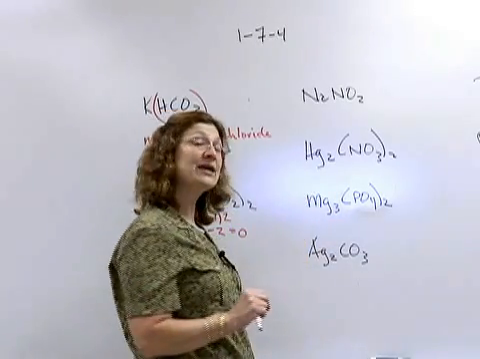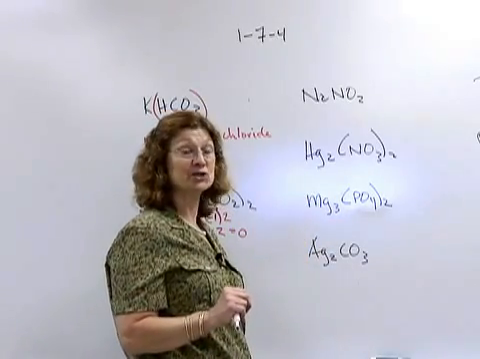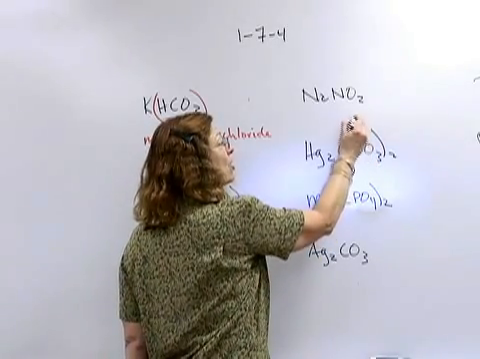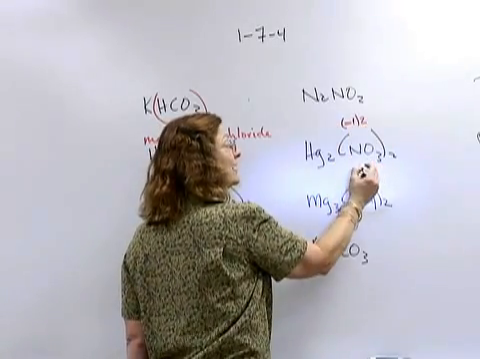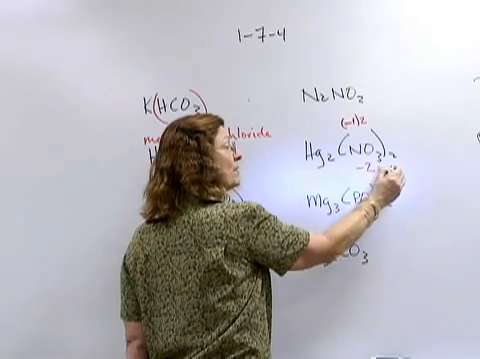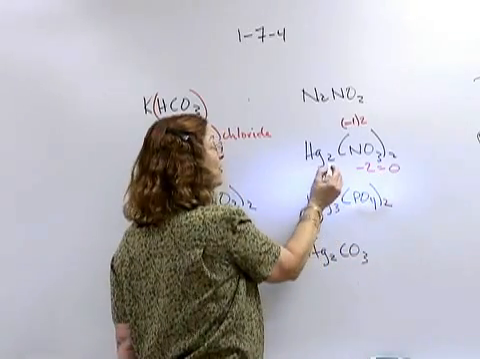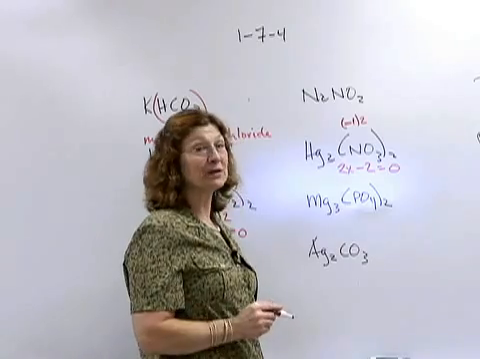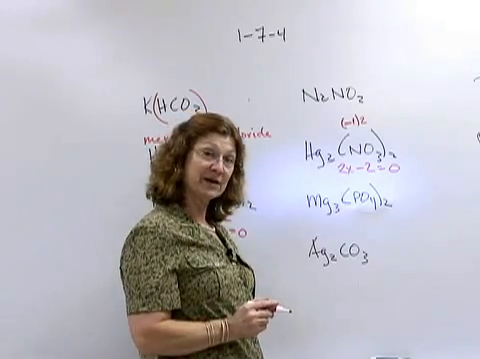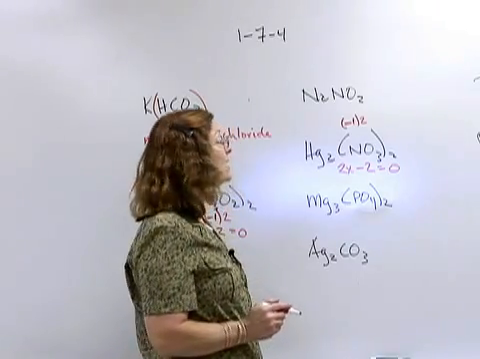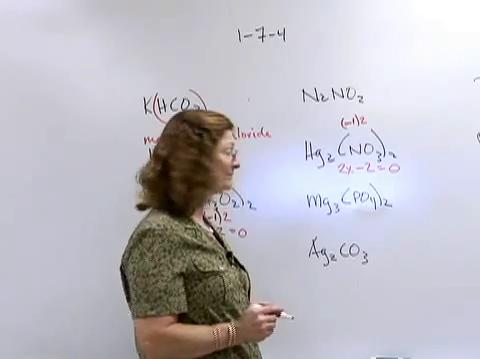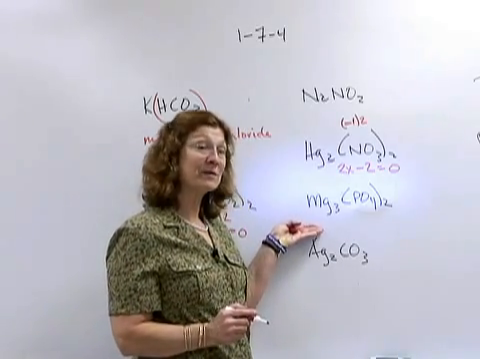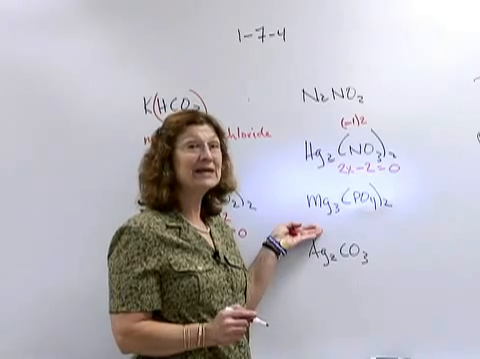Mercury again changes, so I have to find what its charge is. Nitrate is -1. There are 2 of them. That gives me a -2, and compounds must be 0. There are 2 mercuries, so each mercury is +1. So it's mercury, Roman numeral 1, nitrate. Magnesium phosphate. We had this one in the warm-up, so you might go back through the warm-up and see how we did that one.